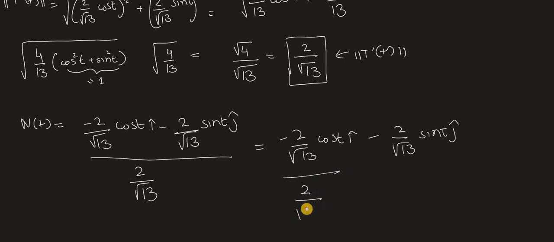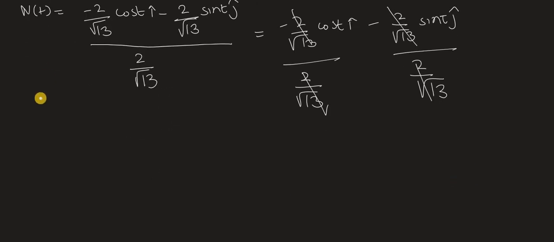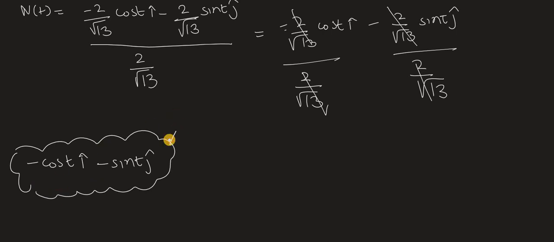Okay, so we can write it 2 over square root of 13 and 2 over square root of 13. And if you see here carefully, you can just cancel these two. So what are we left with? We're left with only negative cosine t i hat, and then negative sine t j hat, and this is simply the normal vector that we were looking for. Okay, the N(t). Write it clearly, N(t).